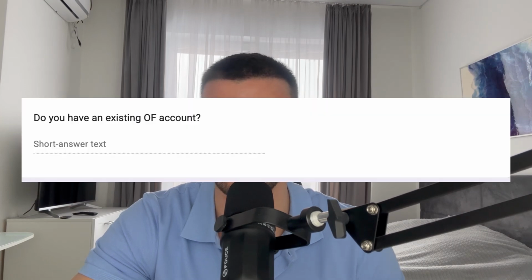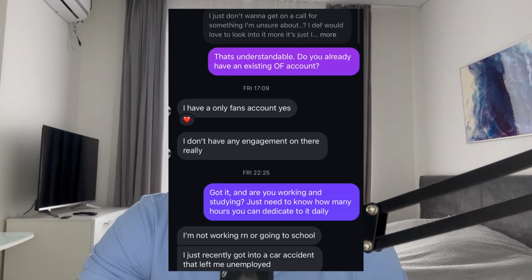So we need to know her passport, right? What country is she from? And where does she live now? Then we're asking the most important question: do you have an existing OF account? I actually also mentioned it in DMs, before I even sent her this, but you can also ask her in this questionnaire, in this form, so it looks complete and you have all the information about the model in one place. And yes, it's just basic information to get to know her.